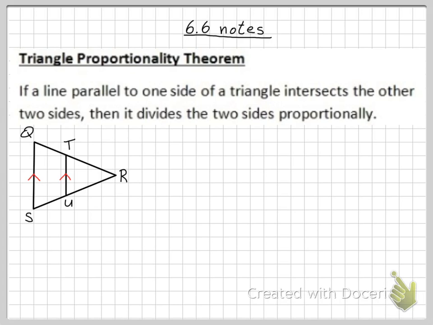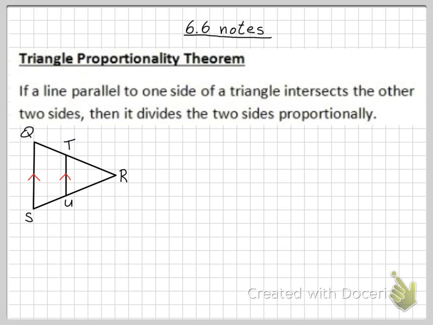So let's look at this triangle here. We have a line segment TU. That's the line to which this statement above is referring to. It's parallel to one side of a triangle. It's parallel to QS. So this is the side we're talking about. And it intersects the other two sides. It intersects QR and RS.